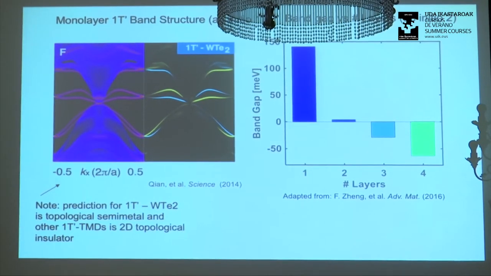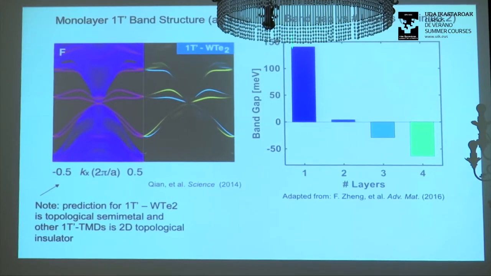More refined calculations showed that indeed for Td-WTe2, if you get one layer, you would have a huge band gap, but actually inverted, so it would be a topological insulator with a large band gap. For two layers, this isn't completely clear. It seems like it's an insulator with a small band gap, but a trivial insulator. Three layers and beyond is a topological semimetal. That's part of the reason why we chose three layers for that previous experiment. But then we started to look at one and two layers.